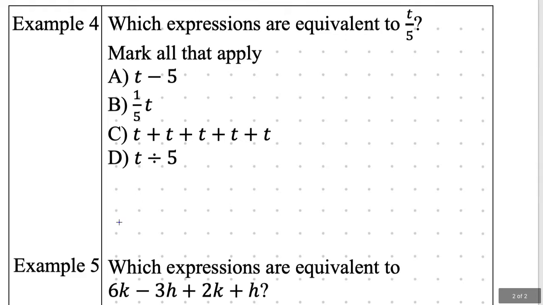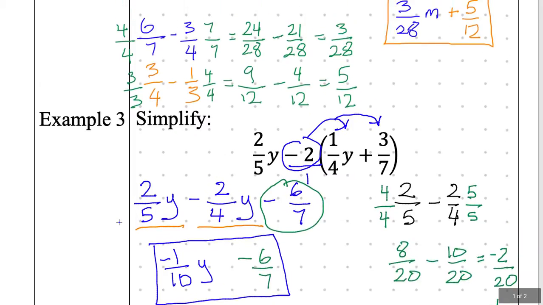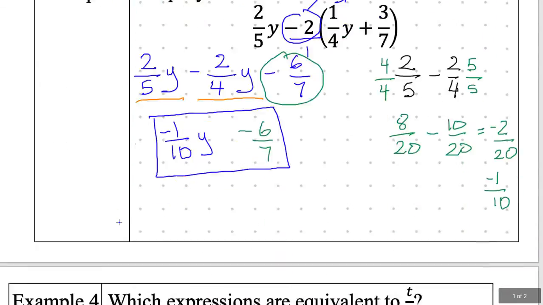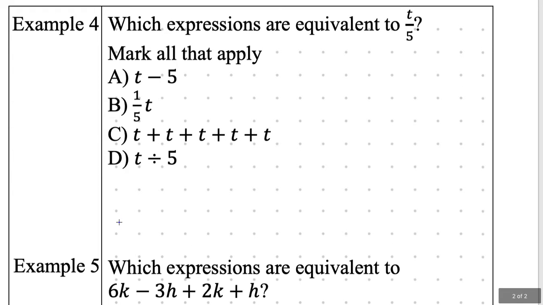So this is the second homework assignment. Examples 1, 2, and 3 are from the first one. This is the second one now, finding equivalent expressions. So I need to find expressions that are equivalent to t divided by 5 and mark all possible answers that apply. That means I could have 2, 3, or even 4 possible answers. Or maybe it is 1. We'll see.